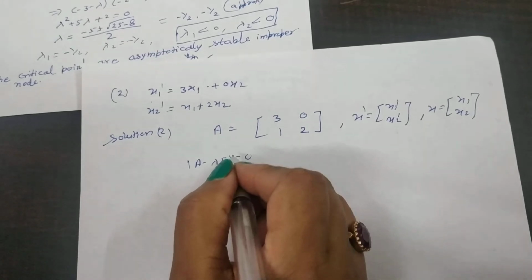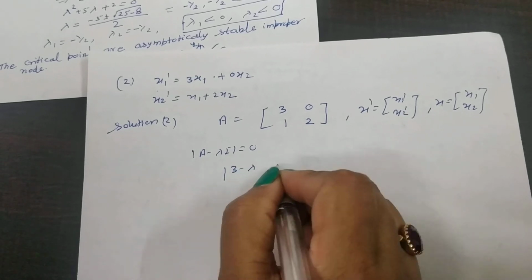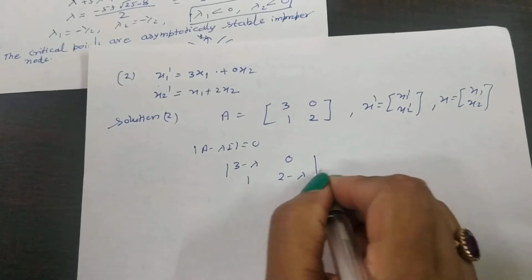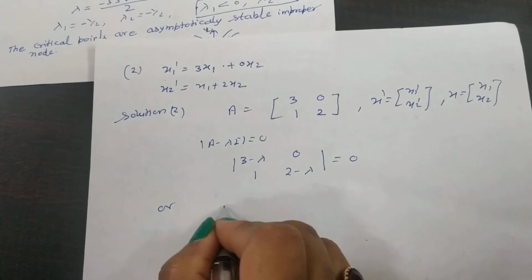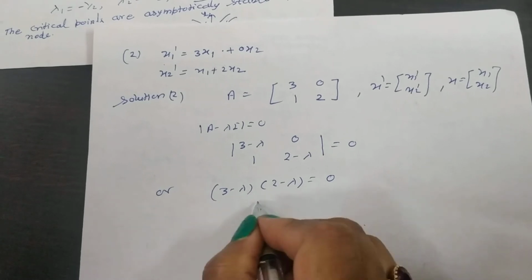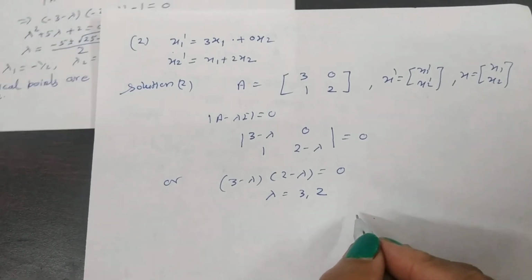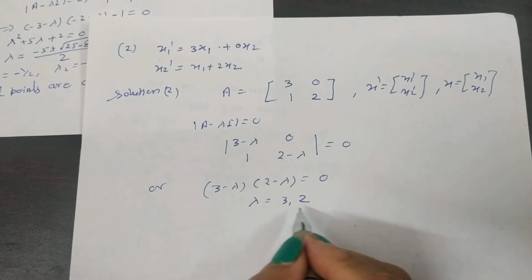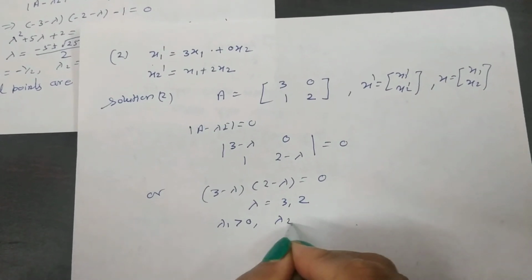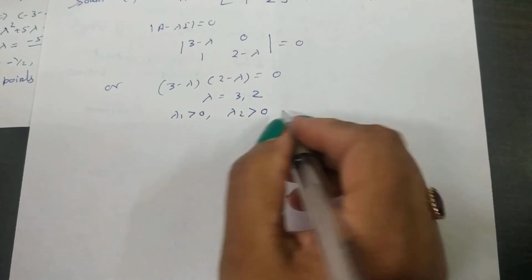So you have the determinant of the matrix with rows 3 minus lambda, 0 and 1, 2 minus lambda equal to 0, or you get 3 minus lambda times 2 minus lambda equal to 0. That is, you get the roots lambda are 3 and 2. Here this is case 1, the roots are distinct, with lambda 1 greater than 0 and lambda 2 greater than 0. In this case the phase portrait is unstable.